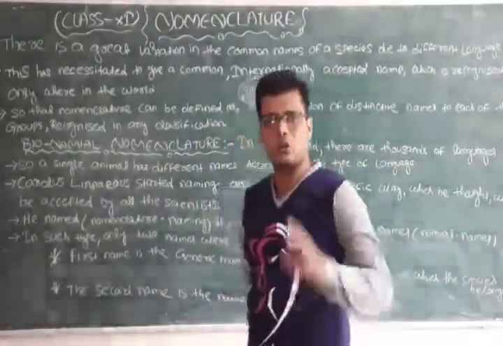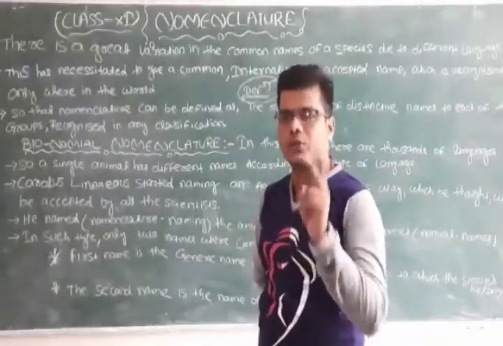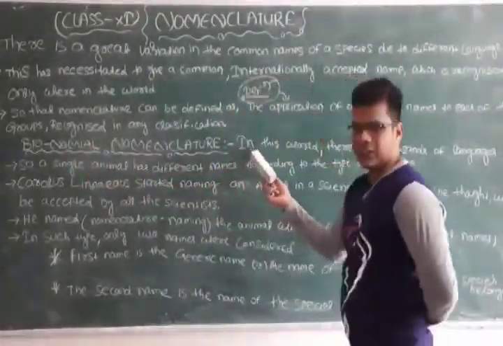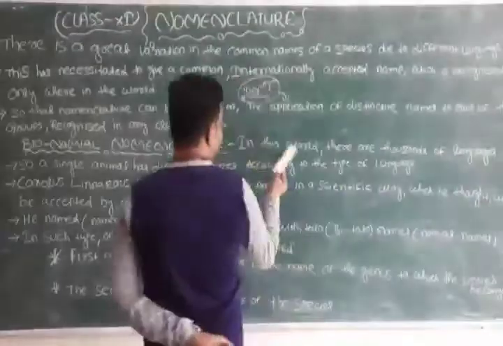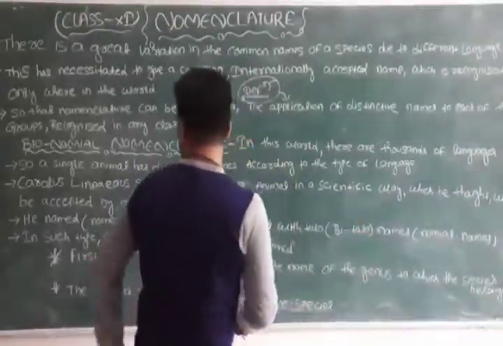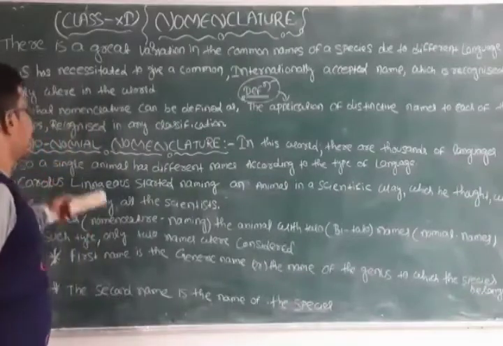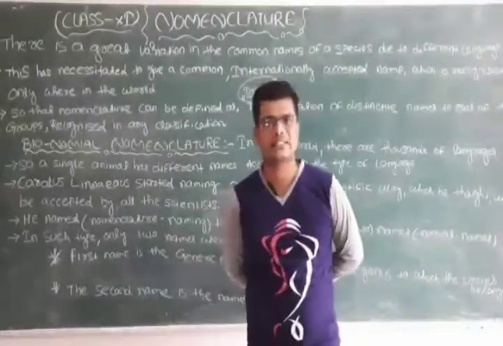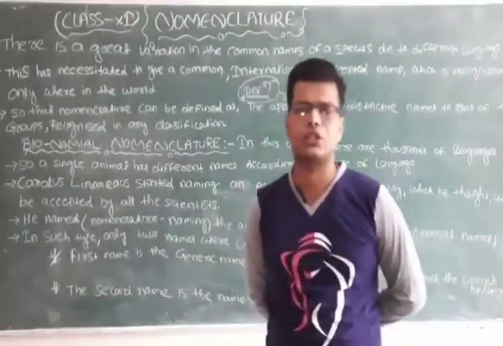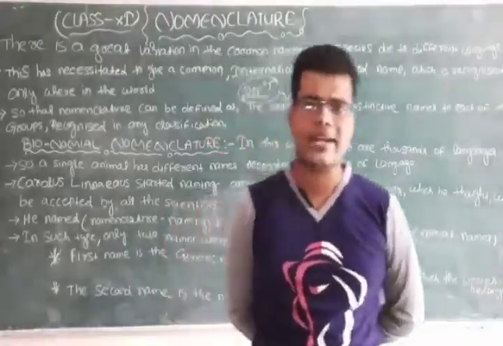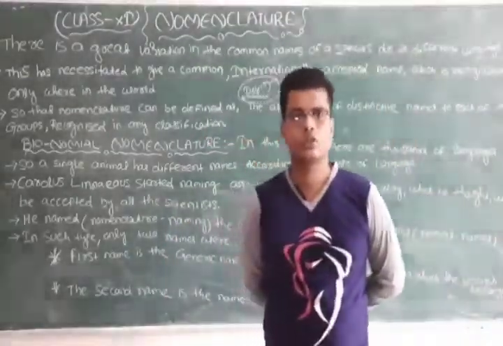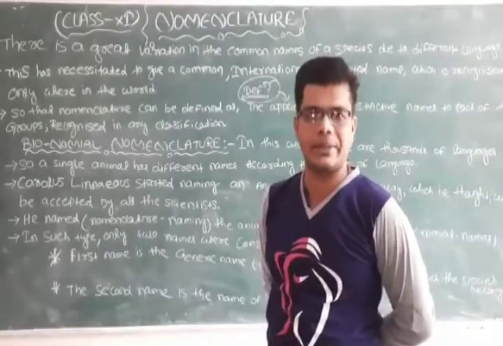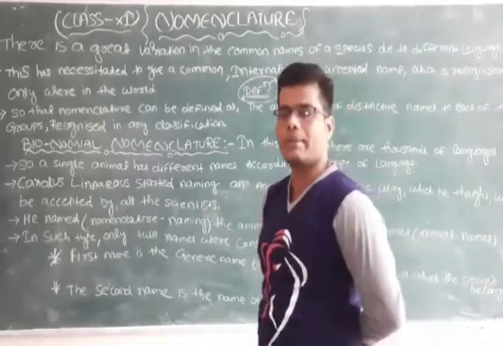Because the name was given by two words, it is called binomial nomenclature. What is binomial nomenclature? In this world there are thousands of languages, so a single animal cannot be easily identified or recognized by any scientist or professor. So they decided to give a particular organism an internationally accepted name.